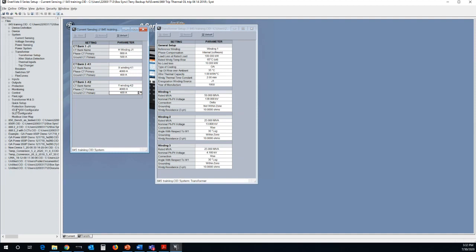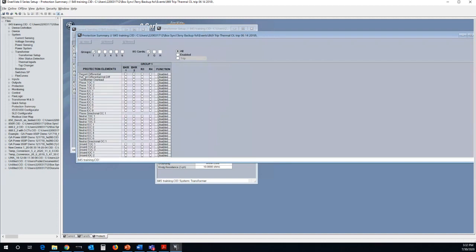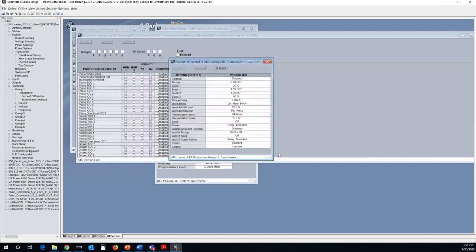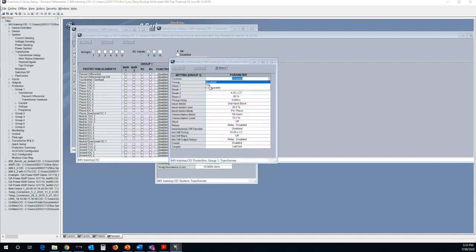To do that, I'm going to launch the protection summary here. The first element on the protection summary is the transformer percent differential. If I click on the function there, it brings me to the settings for my transformer differential. First thing I really need to make sure that I do is I set this to trip. By setting it to trip, that means that it is going to operate the dedicated trip output of the relay. So if I have the breaker, the lockout, whatever I want to trip, wired to that dedicated trip output contact, when this element operates, it's going to trip.